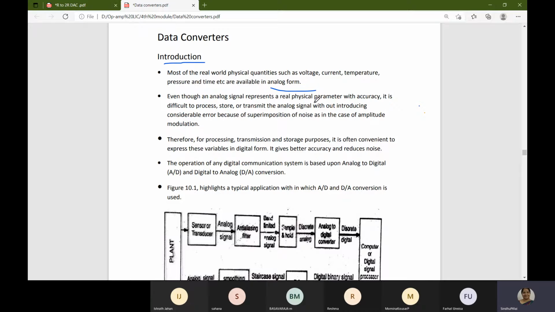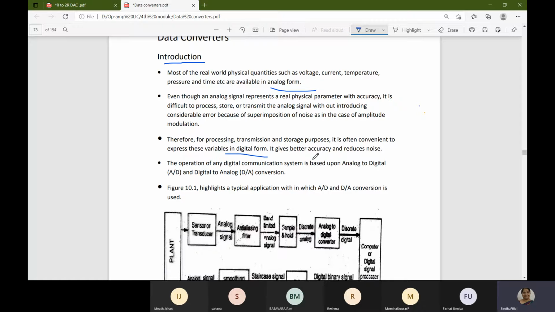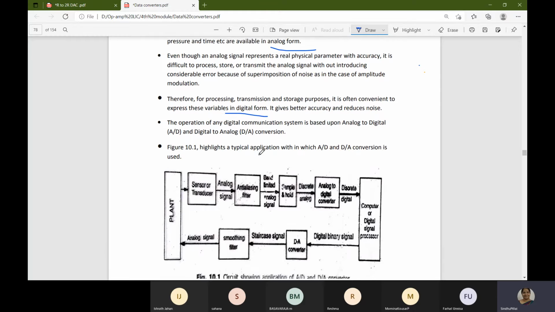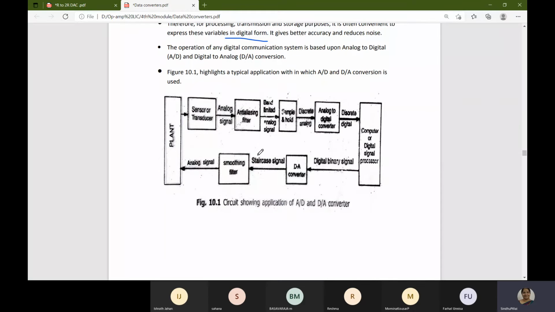An analog signal is a very real physical parameter with accuracy, but during transmission along long distances, some noise gets introduced. So that has to be removed, and for that they go with this conversion. For processing, transmission and storage purposes, it is often convenient to express the variables in digital form. So we can see one circuit showing the application where A to D and D to A conversion is done.